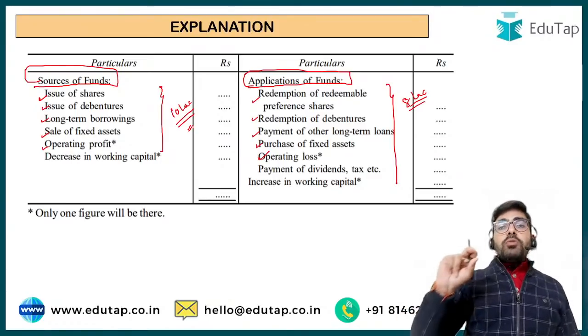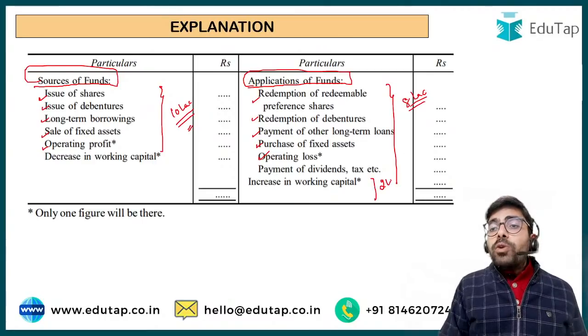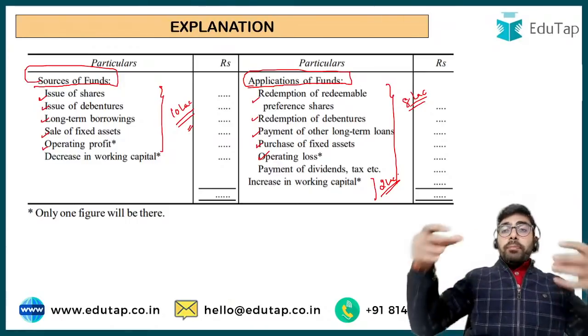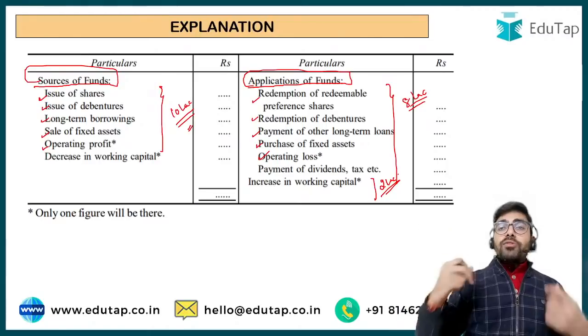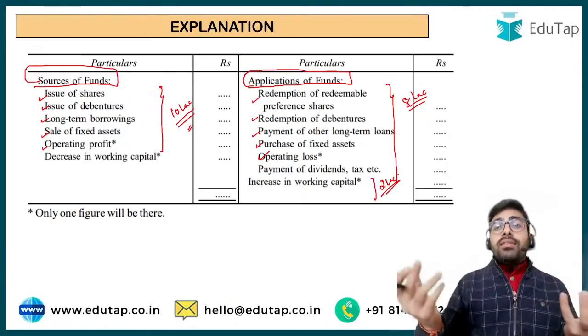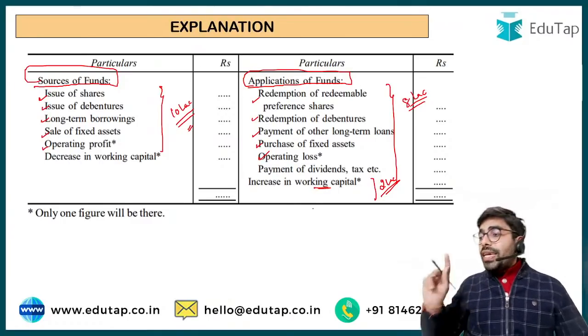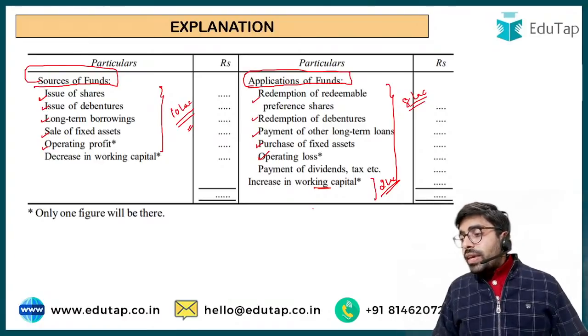So the difference between the two, that is 2 lakh, is basically going to be the working capital that has increased. So 10 lakh of funds came to us, 8 lakh we applied. So the difference of 2 lakh is going to be the increase in the funds, and fund basically means the working capital. So this is going to be an increase in working capital.